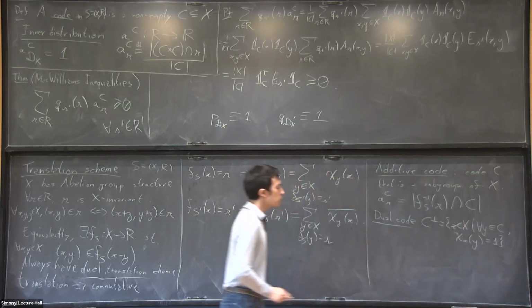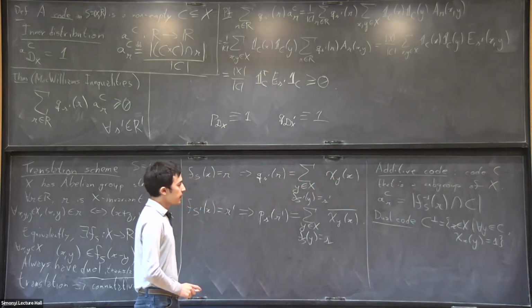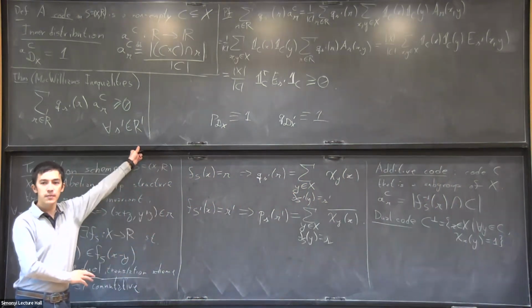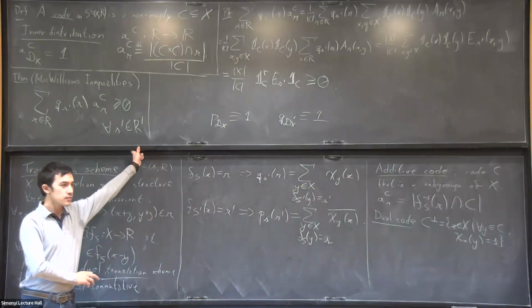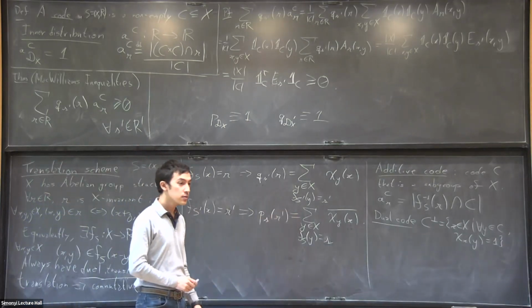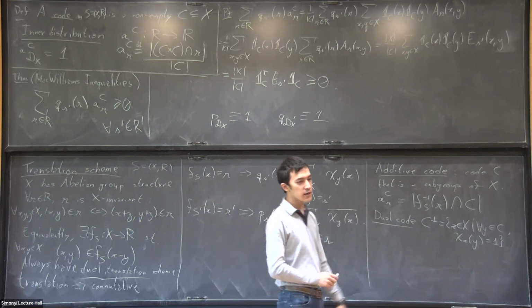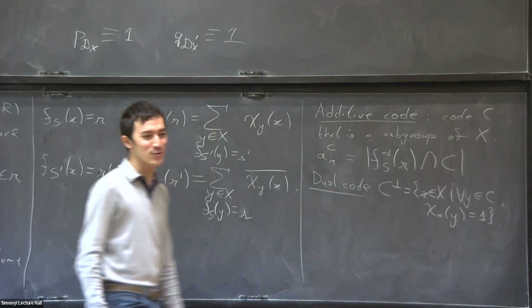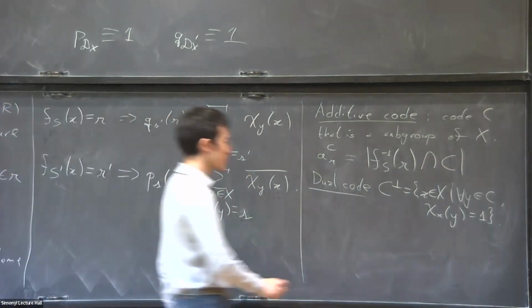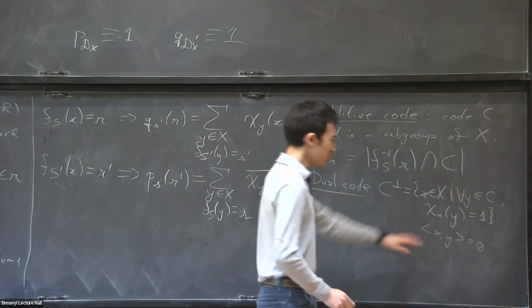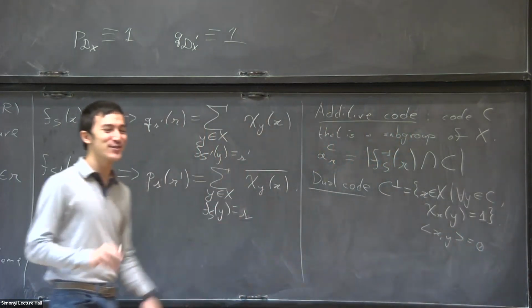Okay, so this is the dual code. Everyone fine with these definitions? Right. You really want 1 or 0. It's 1 because I'm writing character. But you're right, it's -1 to the inner product. Yes, but this requires that it's a field.